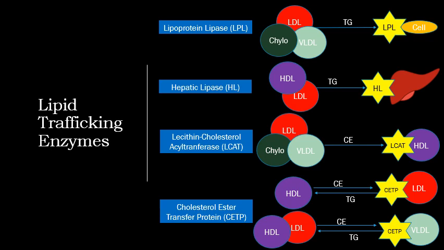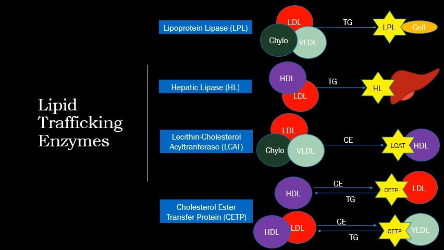Let's revisit two of the enzymes on this slide. Take a look at CETP, cholesterol ester transfer protein. CETP exchanges lipids between two lipoproteins. It basically makes a trade in a 1-to-1 ratio of cholesterol ester with triglyceride. Between the HDL and an LDL, CETP will remove the cholesterol ester from the HDL and give it to the LDL, and it will remove the triglyceride from the LDL and give it to the HDL.